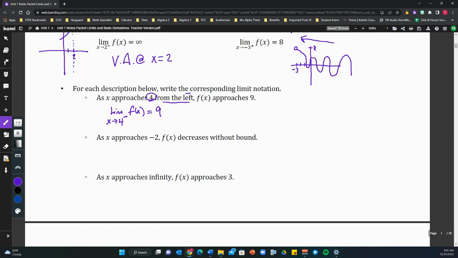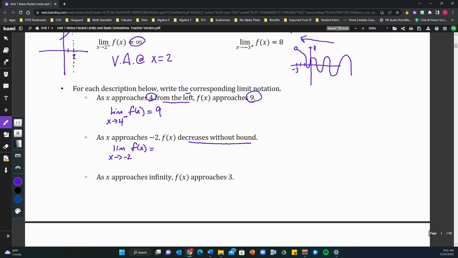So for this one, as x approaches -2, f of x decreases without bound. So notice there's no direction with the -2, so that will just say x approaches -2 of f of x. And then for the equals part, we're not given a finite value like the last one. Now we're saying it decreases without bound. So technically, you could say that there is no limit because we're not approaching a finite number. But when we decrease without bound, that's a specific kind of information, similar to up here. We were told that this limit is approaching infinity.